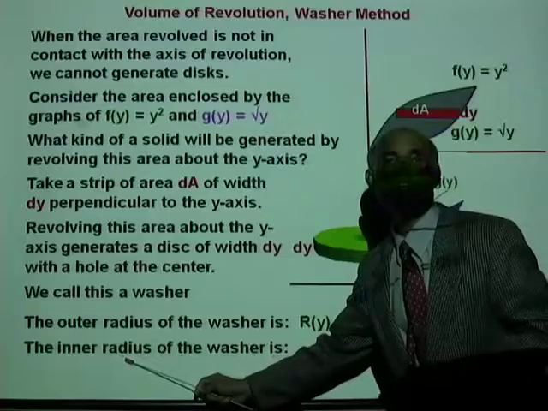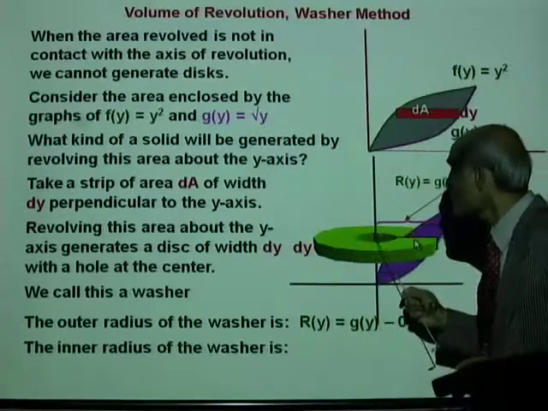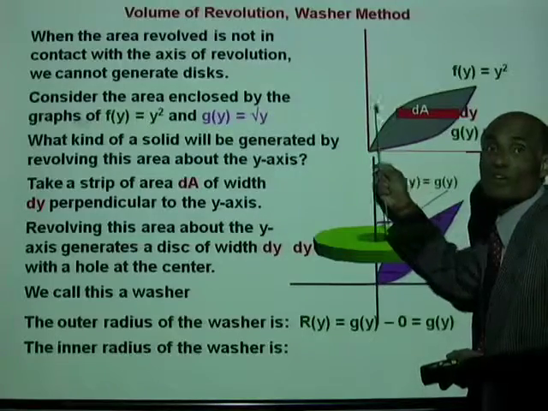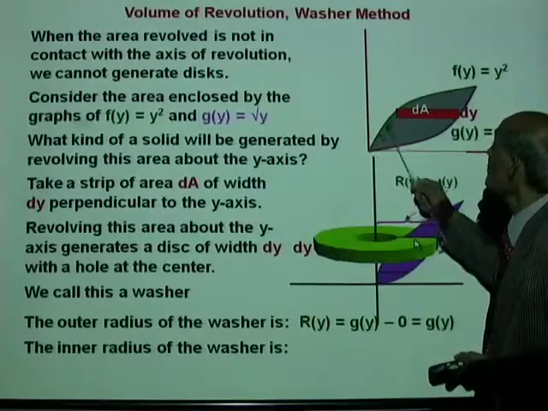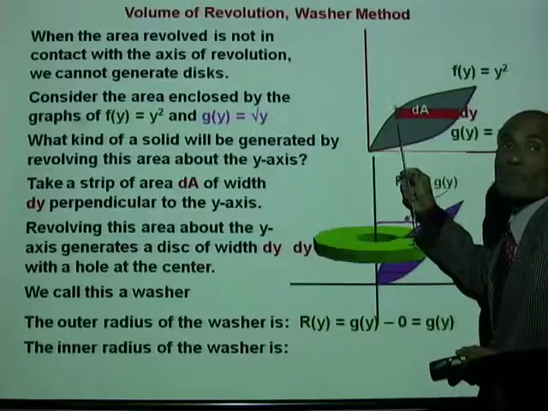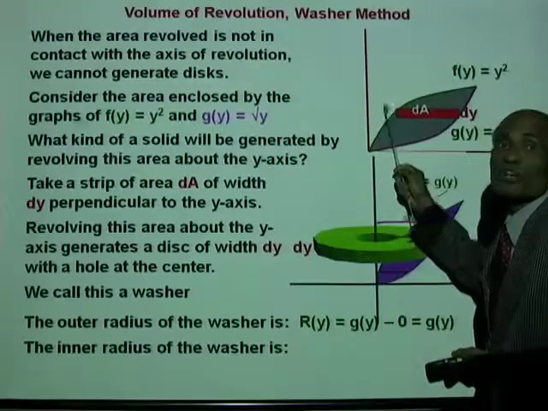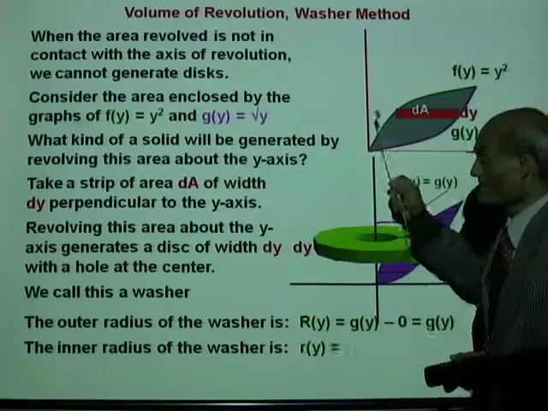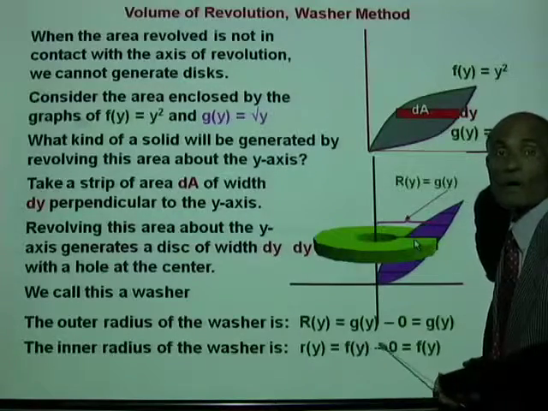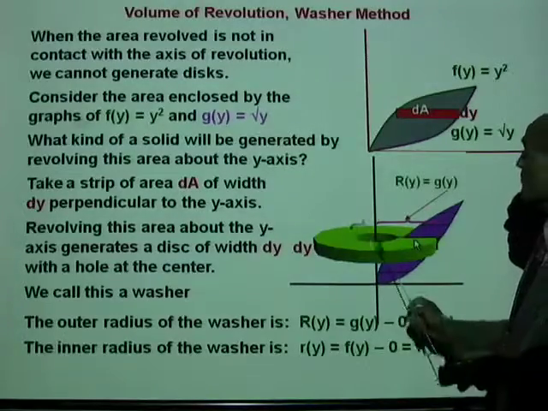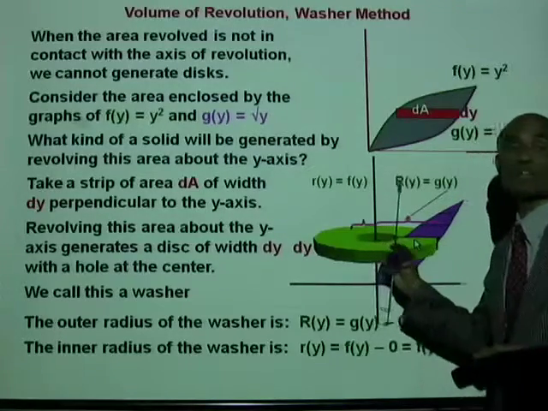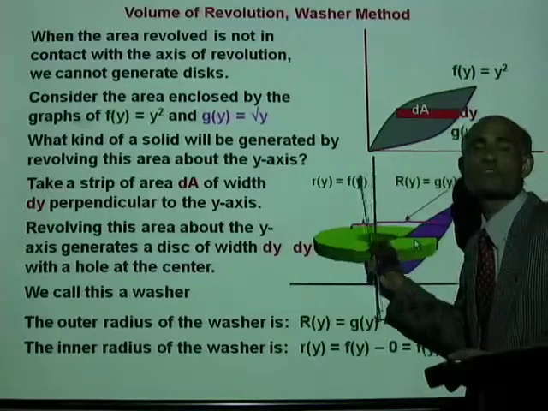Now, what is the inner radius? Inner radius is the radius of this hole. The radius of the hole is this. And what is that distance? This is the graph of the function f of y. And therefore the distance of that graph from the y-axis is f of y. So the lowercase r of y is f of y minus 0, which is f of y, and that is this distance. So you must understand and distinguish these two radii.